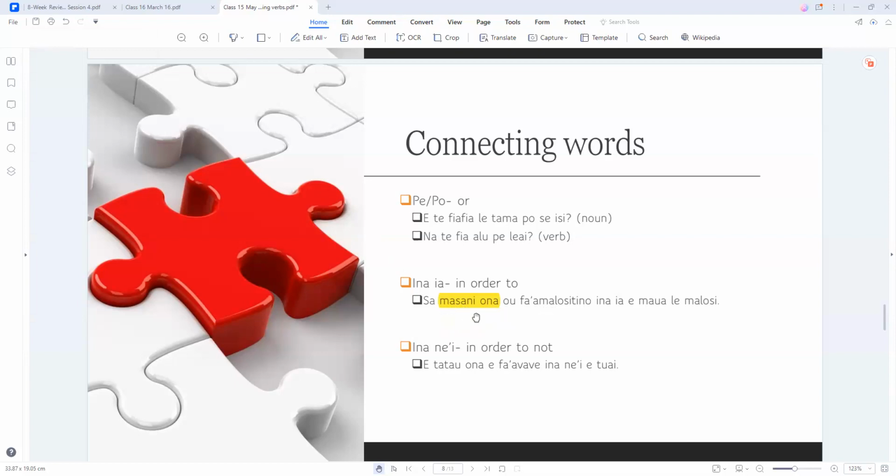So I usually work out. That's our first part. Well, I'm sorry, we said sa. So how do I say that in the past? I used to work out.